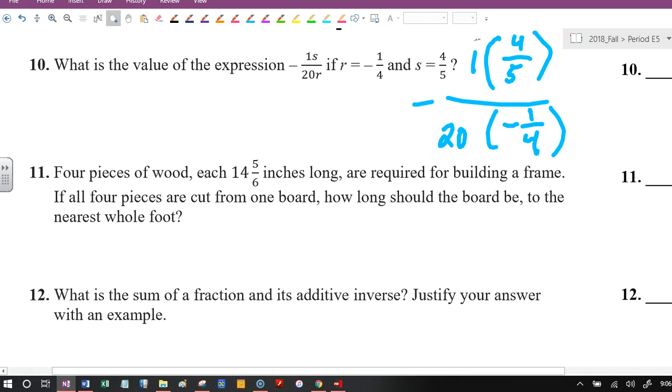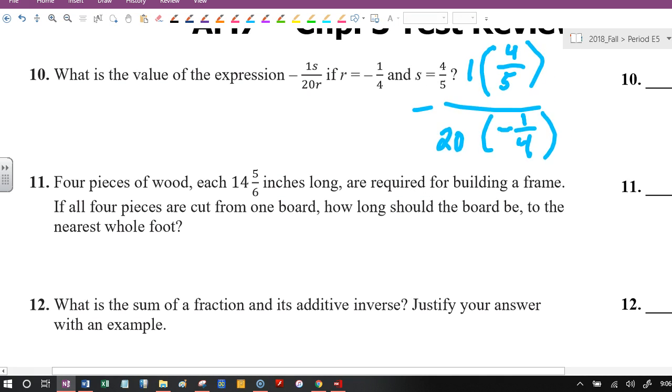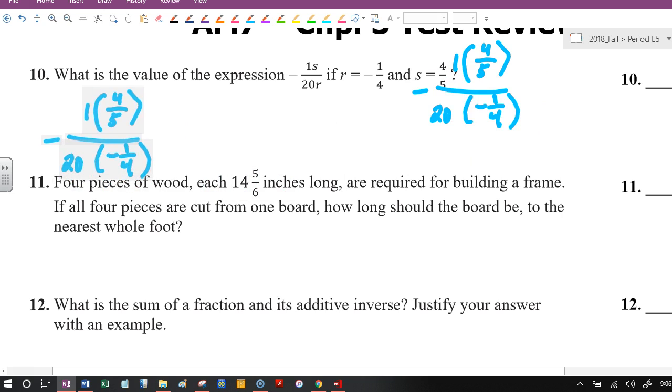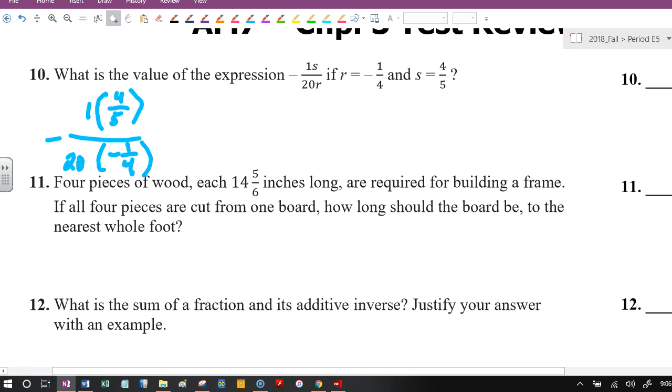I need a little more room to work, so I'm going to shrink it. Okay, it's been shrunken. Help me out, Mr. IDC. So first, you want to do the 1 times 4/5, and you get 4/5. Then you want to do 20 times 1/4, which gives 20 over 4, which is 5, negative 5. Excellent. And don't forget about the negative that's before the entire fraction. So that's going to be tricky. Don't forget about that negative either.